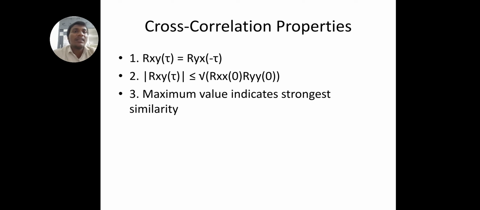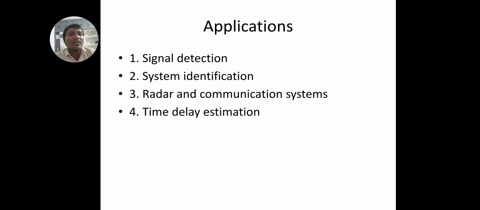Applications. Here, cross correlation applications. Signal detection: whether the signal is present or not. It will detect the signals and which kind and type of signals are there. System identification: it is also integrated in the system, and it works through system identification.